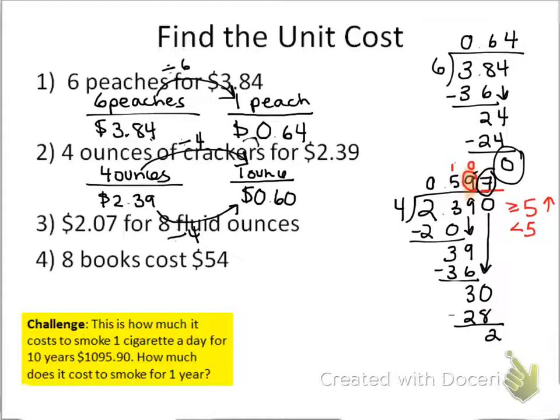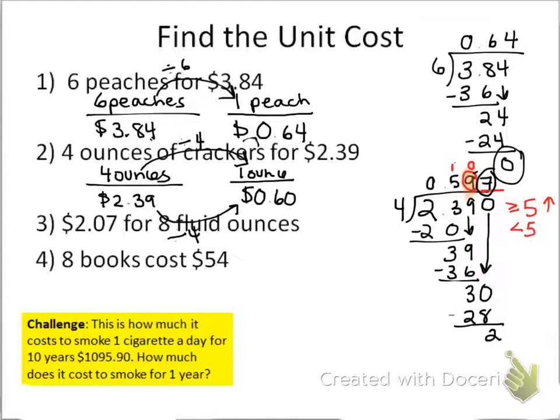Now I think to myself, does this make sense? Does it make sense that if 4 ounces cost $2.39, 1 ounce would cost 60 cents? Hopefully you think to yourself, yeah, that makes sense. Okay, my challenge for you is try the next 2 on your own. You should be showing the work on your paper. I should see all those calculations there. When you think you have the answer, click play to see if you got it right.